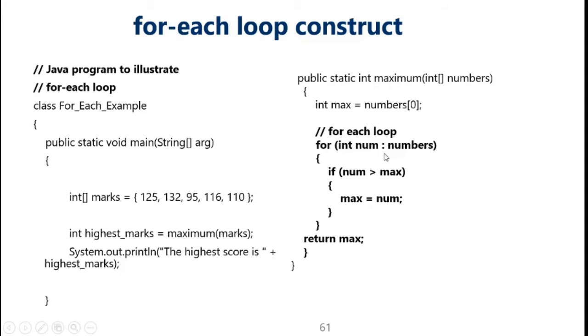Again the for loop will be incremented. So the for loop will go to the value 132. That means this num will store the value 132. So here num is 132 and max has value 125. So 132 is greater than 125. So here max will have the value 132, because 132 is greater than 125. So max now has value 132.